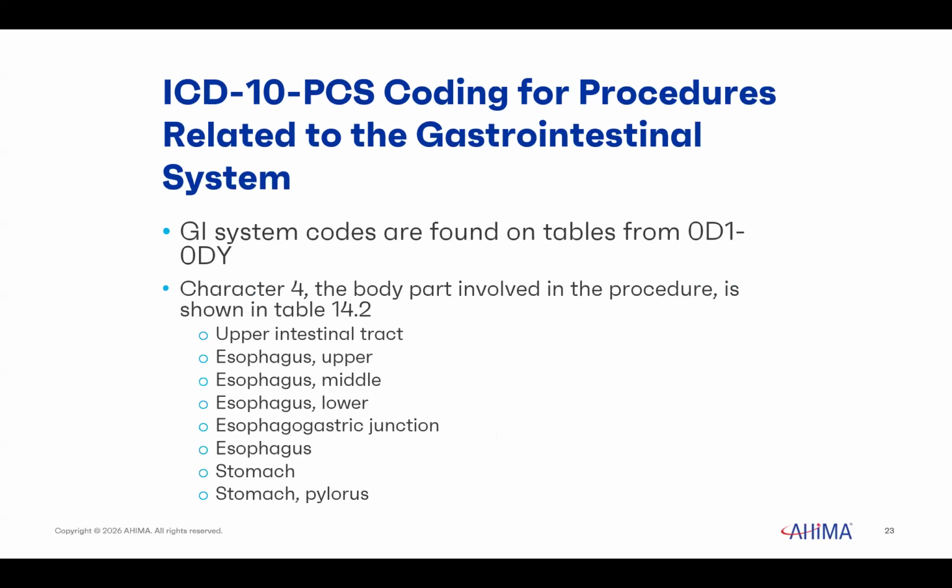And again, character 4 of the PCS code identifies the body part. If you're a little bit rusty on your anatomy and physiology, refer to table 14.2 in your textbook. It lists the gastrointestinal body part values, starting with the upper intestinal tract and working their way down. Notice how specific these values are. This breaks the esophagus into an upper, middle, and lower portion and identifies the esophagogastric junction separately. There are similar diagrams in your code books as well. I think some of you will find these very helpful.